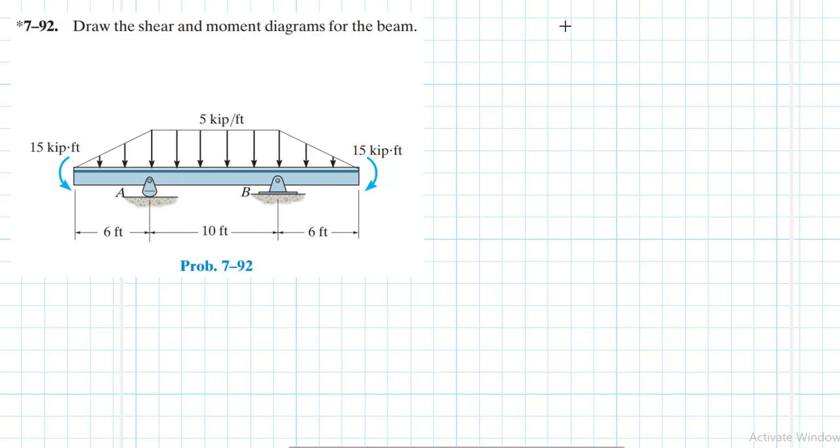The problem reads, draw the shear and moment diagrams for the beam. This problem is coming from the Engineering Mechanics Statics textbook, 13th edition by R.C. Hibbeler. Right, so let's draw this and then label it, find the support reactions.